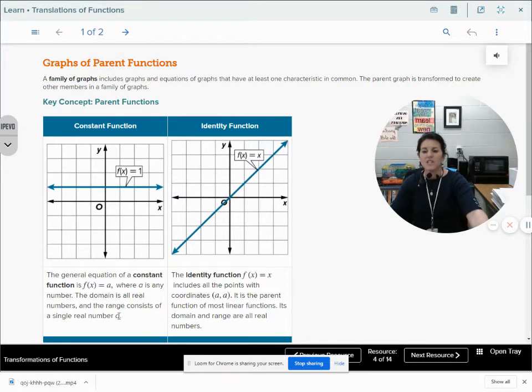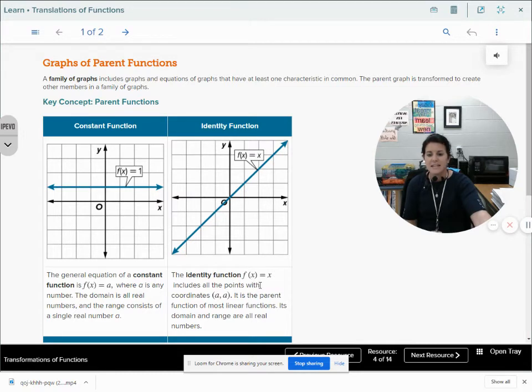And the range is only one value. It's wherever that line crosses the y-axis. So it looks like we're crossing here at 1. So that is my range. My range can only be 1. Because notice, I'm not up here anywhere. I'm not down here anywhere. Each x corresponds with the same y value, so my range is 1. And this is a constant function. It's when y is equal to an exact number, resulting in a horizontal line.